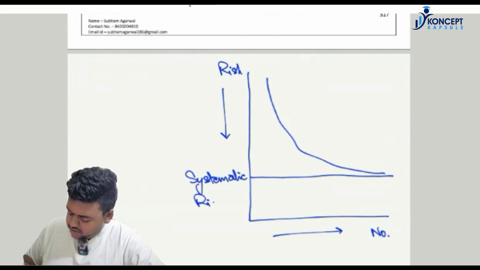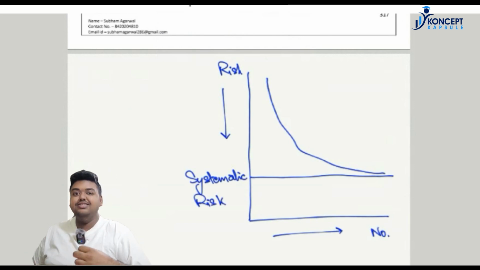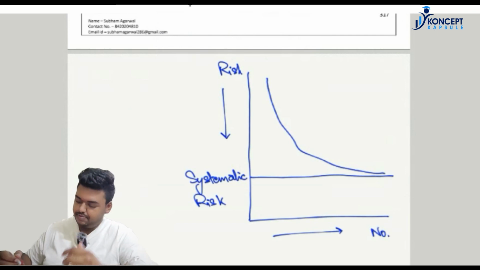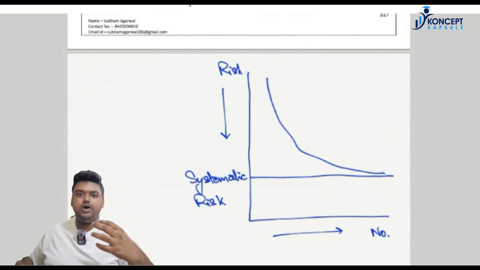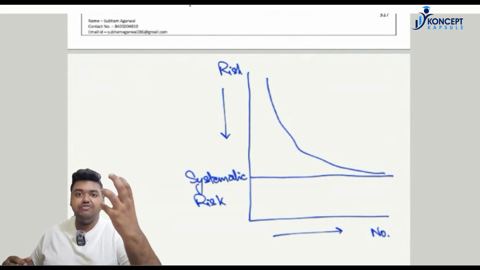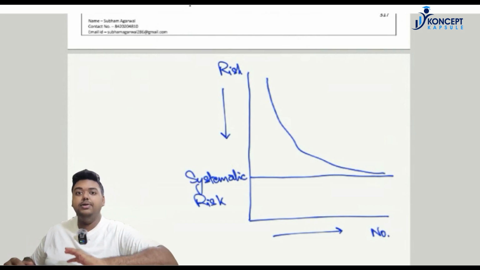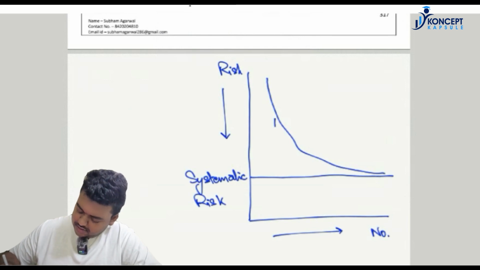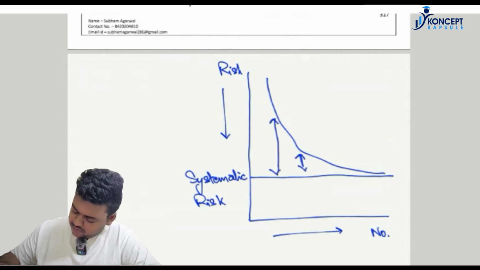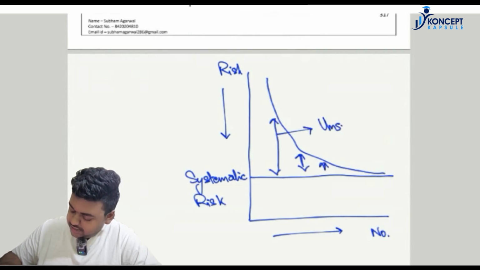And what we have learned, that systematic risks are non-diversifiable risks. They are risks which are inherent in the market. So irrespective of whether you choose 50 securities, irrespective of whether you are choosing 500 securities, you won't be able to diversify it. And any risk above the systematic risk is known as unsystematic risk.